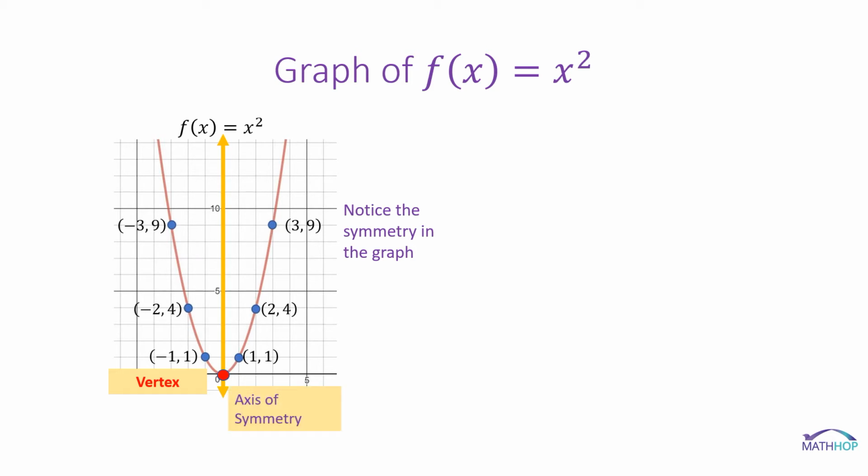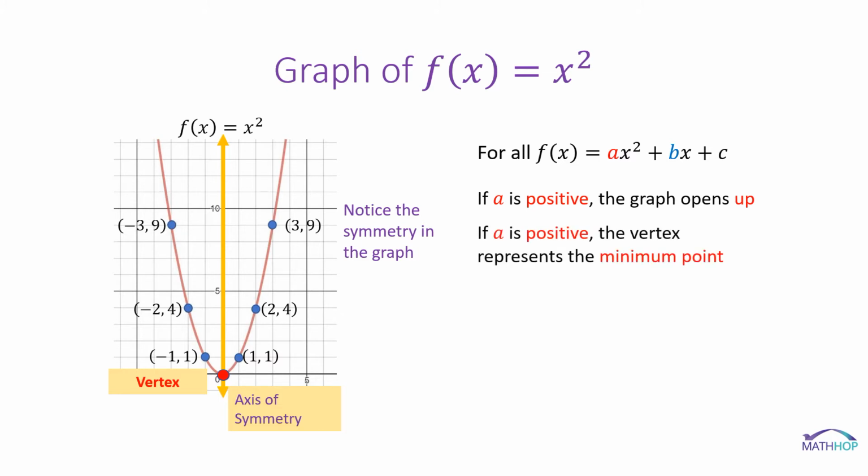All right. The axis of symmetry is the vertical line, in this case, the line x equals 0, right? This is a vertical line going right over the y-axis, so the equation is x equals 0, that cuts the parabola in half. So, for all quadratic functions in the form ax squared plus bx plus c, if a is positive, we already talked about this, the graph opens up. And when a is positive, the vertex represents the minimum point, the lowest value on that function.